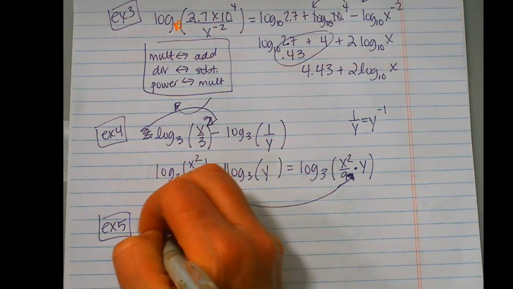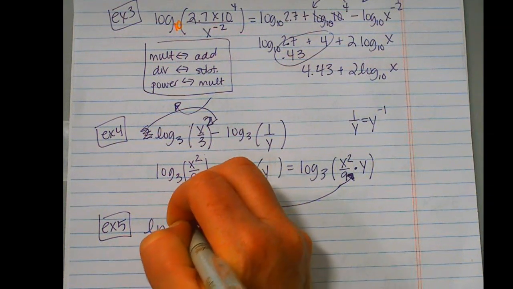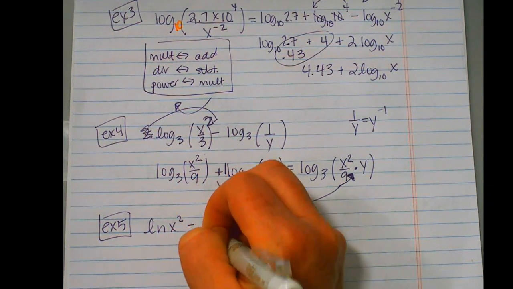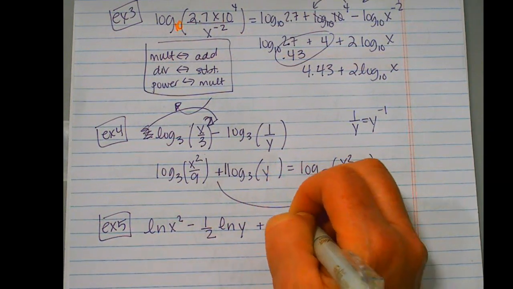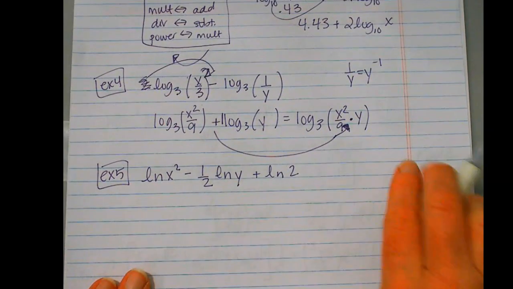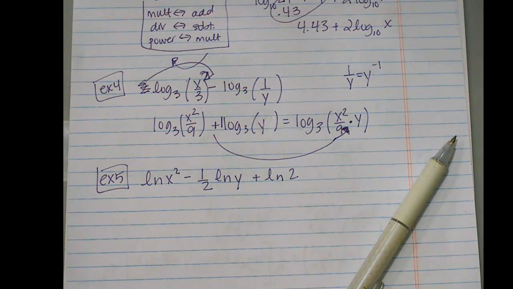This says the natural log of x squared minus 1/2 the natural log of y plus the natural log of 2. What's convenient about this one, example 5, is that because it's the natural log, it's shorter to write. It's just ln. That's all you have to write. So I want you to look at this as 3 terms. That means there's going to be 3 things in the argument.